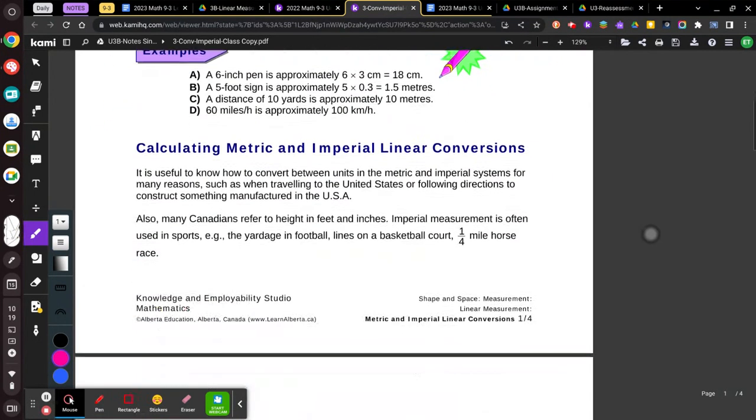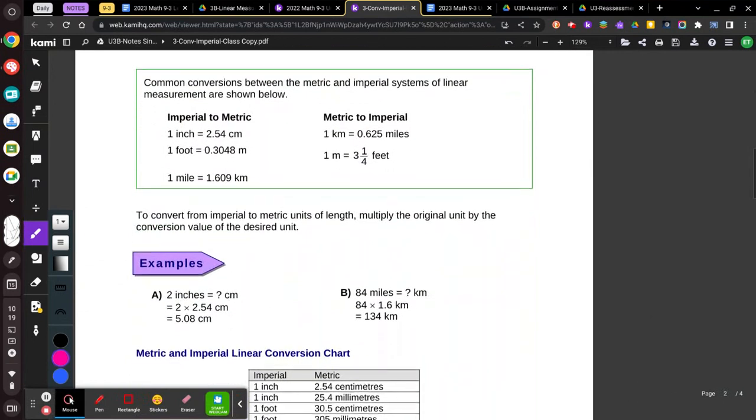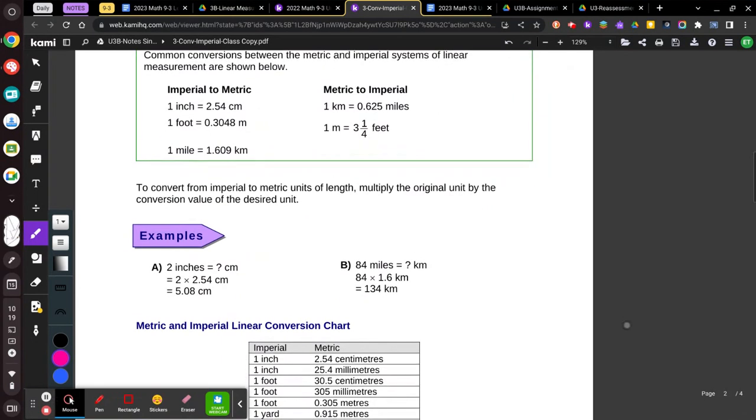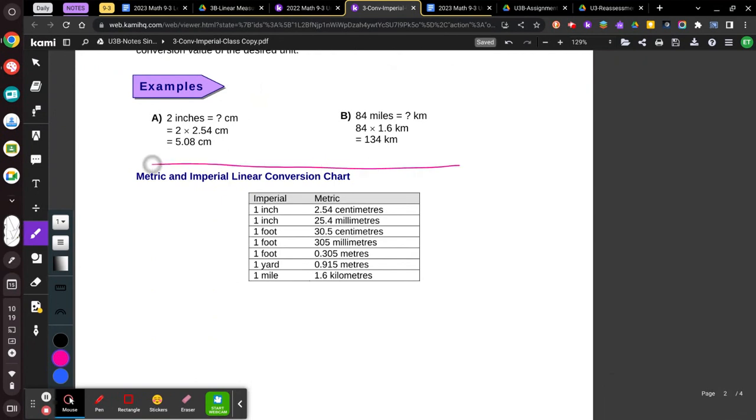All right. Calculating the conversions. Turn it over, please. So this is converting between the units. Okay. So these are basic conversions, and these are the ones we use the most. And this is the chart you're going to be given on all your tests and all your quizzes. Now, there are a couple that are missing in there.